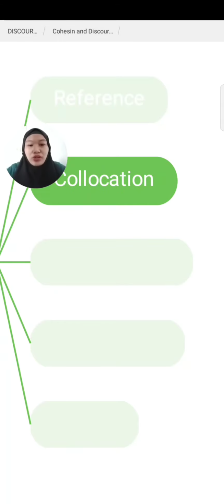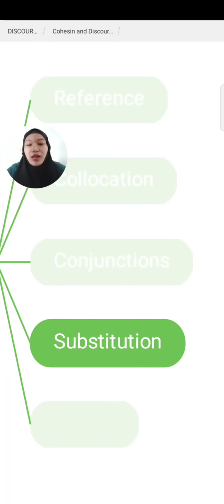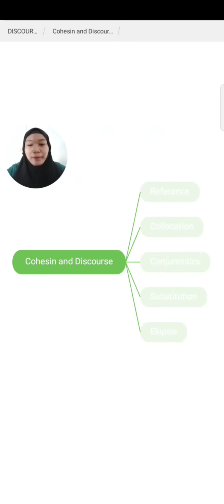Number two is collocation, words that commonly occur in the text. Number three, conjunction, the semantic relationship between clauses. Number four, substitution, the way in which words such as one and do are used to substitute for other words in a text. And number five, ellipsis, the ways in which words or phrases are left out, or elliptical, from a text.